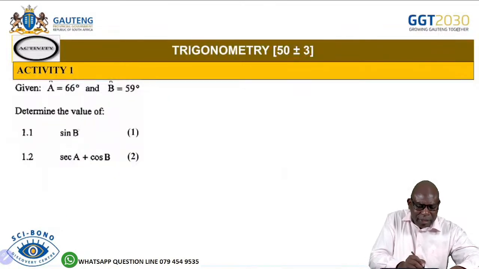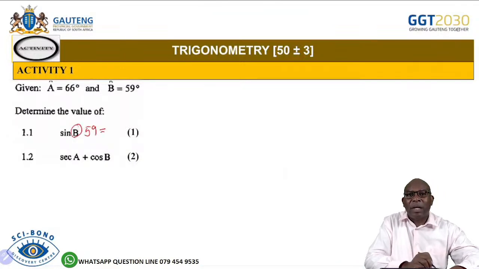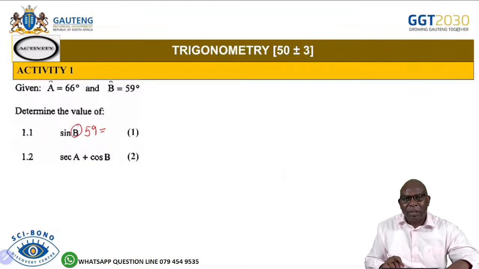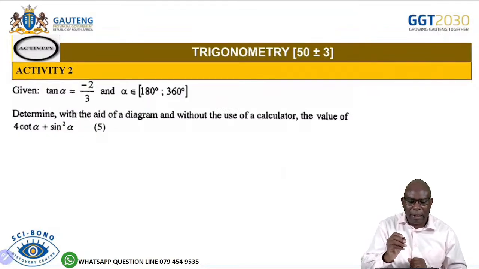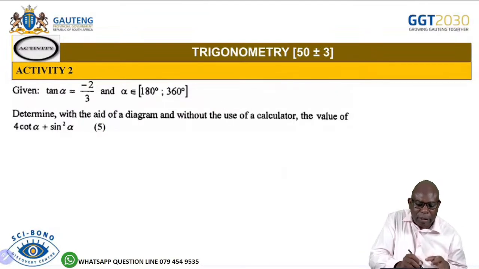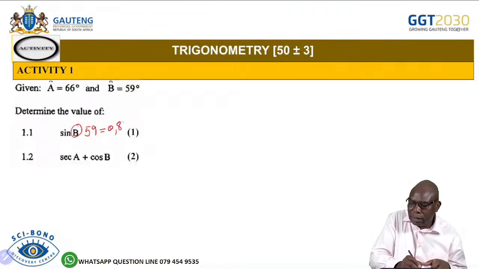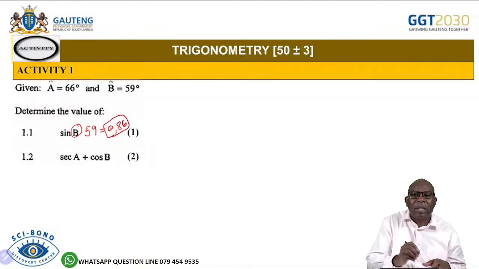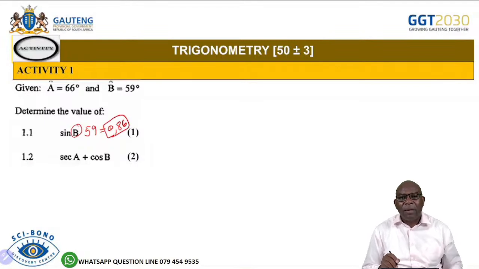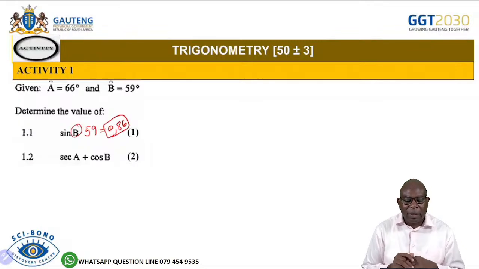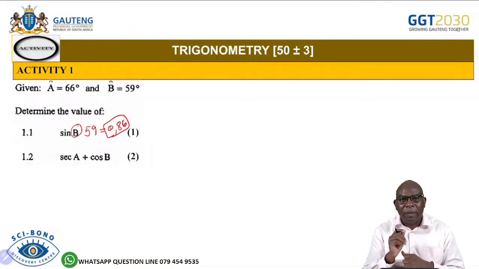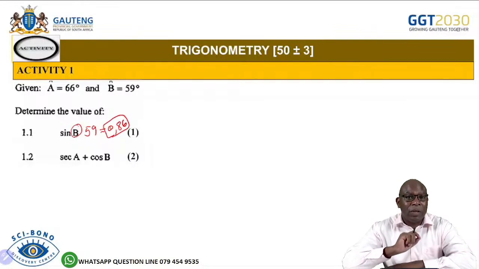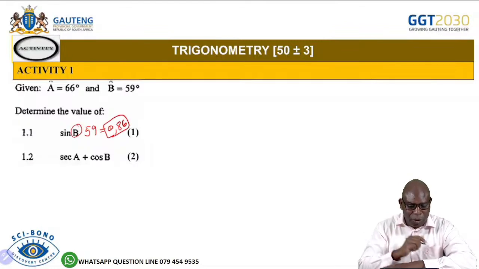So what do I do there? I just substitute the value of B there by 59. Go to my calculator, press sin, press 59, press equals. And then the answer that I'm going to be getting there is 0.86. And you must write it correct to 2 decimal places if you are not told to write it in any other form. The instruction is there on the first page, instructions and information. So you must go and read those, correct to 2 decimal places.